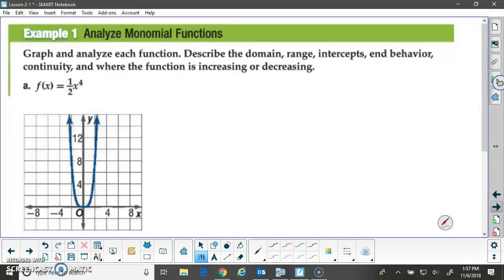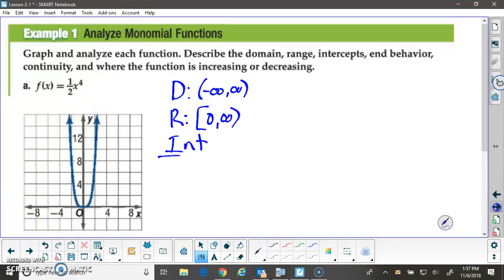And so here's the kind of problems you're going to be doing. It's going to say to graph and analyze each function, describe the domain, range, intercepts, end behavior, continuity, where the function is increasing and decreasing. So I've got the graph already drawn for this particular function. This is what I call a touchdown guy because both ends are going up. And so to analyze it, the domain would be all real numbers. The range for this function would be from 0 to infinity. The intercepts, looks like it touches the x-axis and crosses the y-axis at 0. So I'm just going to say that the intercept is at 0, 0.